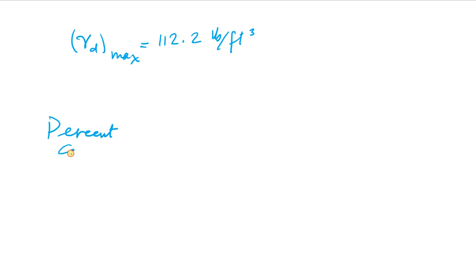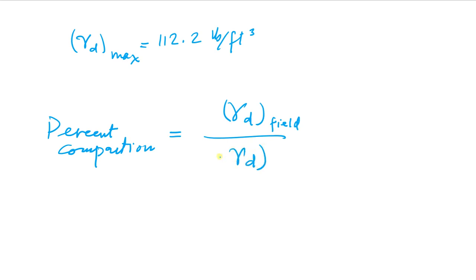Now what is percent compaction? How much you achieve in the field. So it is gamma d in the field and gamma d maximum that we attain in the lab, and then we express it as a percentage, right? So in this question it says that the percent compaction is 95%.